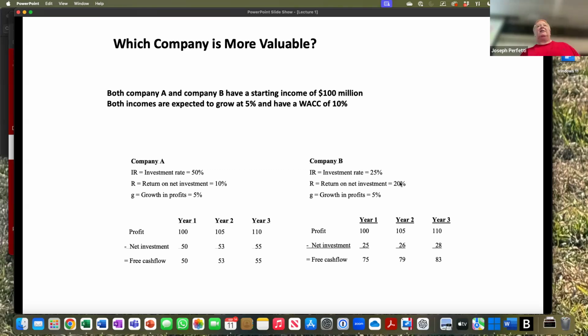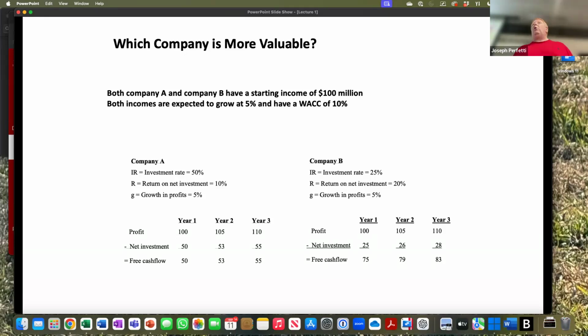20% ROIC. Investing 25 million. So lower investment, 25 million at 20%, gets you that 100 million of profit. Higher reinvestment, 50 million at 10%, gives you the same profit.